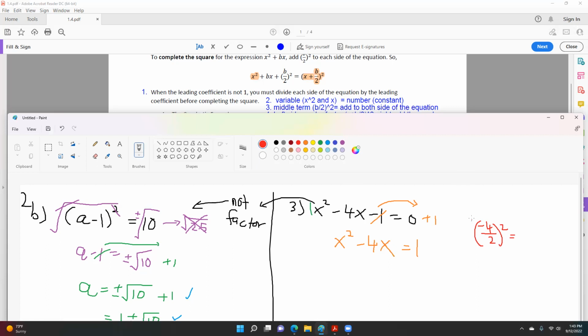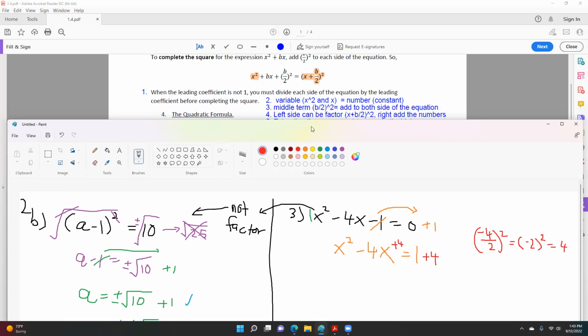So can someone tell me what is -4 over 2? -2. And then when you square it, you get 4. So this is the number. So once you get this number, you have to add it to both sides of the equation. In this case, 4. And then what you do is the left side of this equation can be factored.